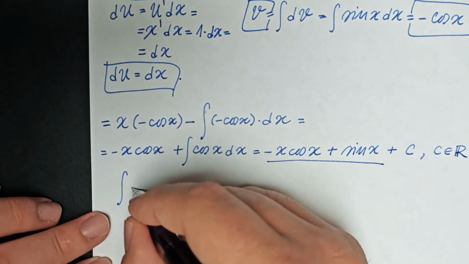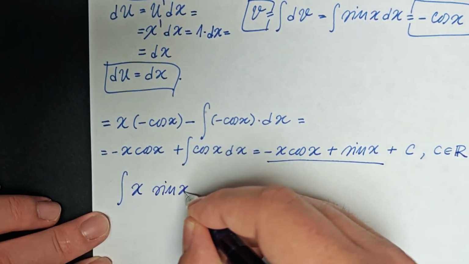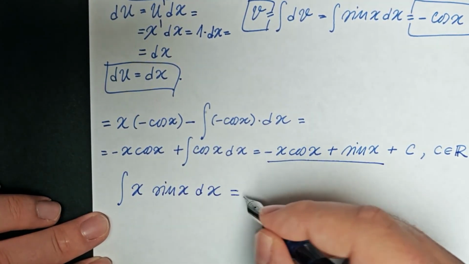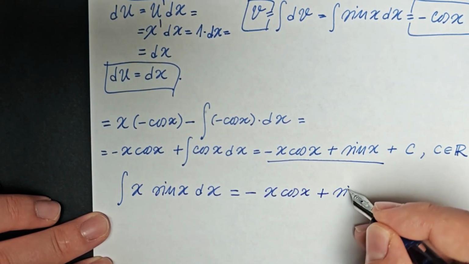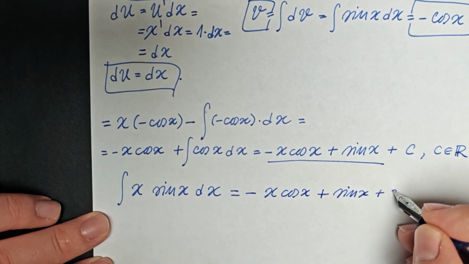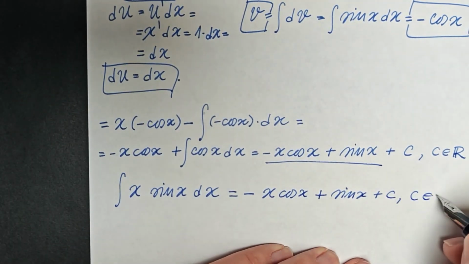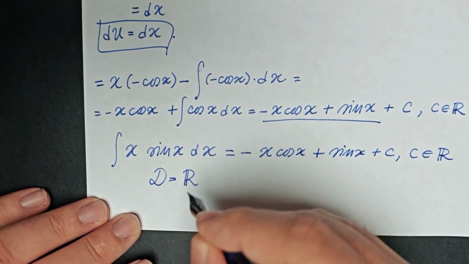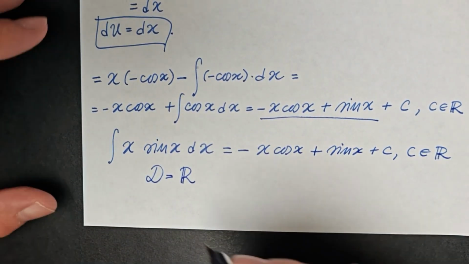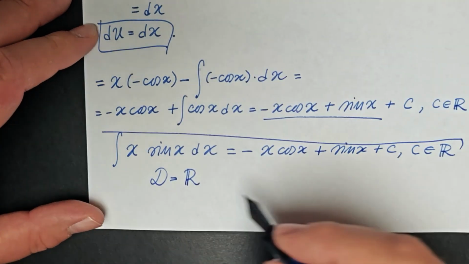So the integral of x sine of x dx is equal to negative x cosine of x plus sine of x and plus that constant C. And the area in which this is possible is the set of all real numbers. So this is our solution.